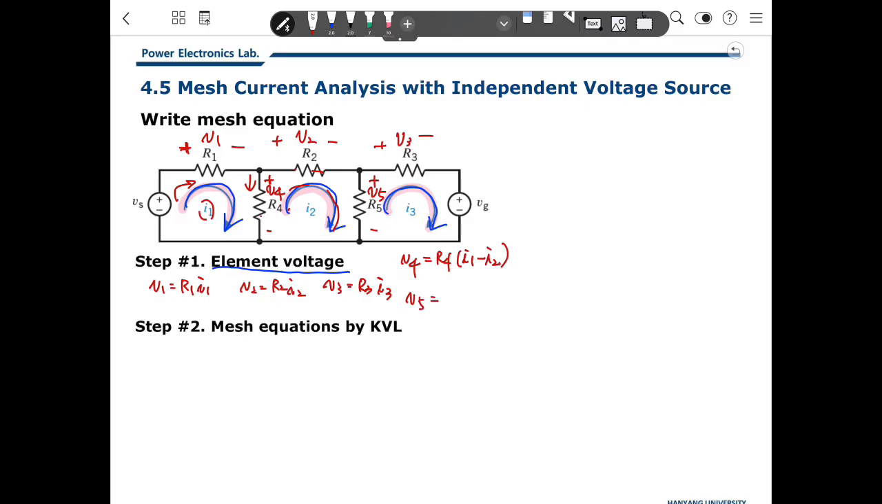And how about V5? V5 is R5, but the current is defined in this direction, so this is the same as I2, plus I2, and this is the positive direction of I3, so I2 minus I3. That is the way to define the element voltages here.